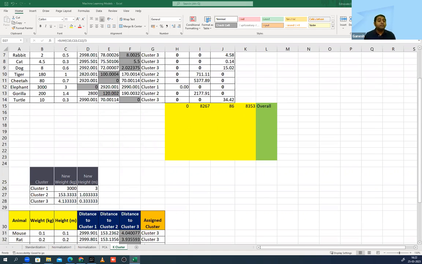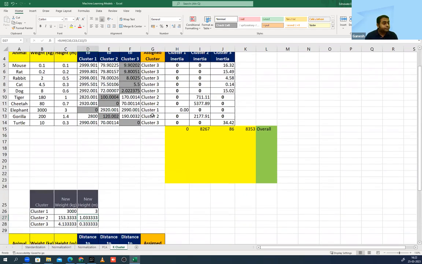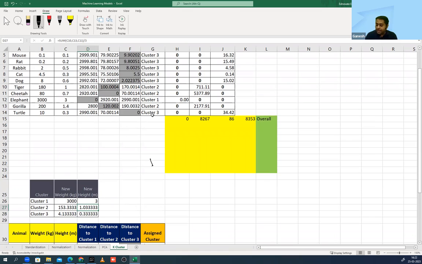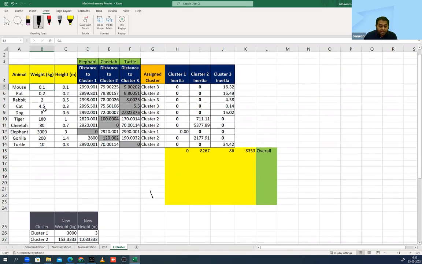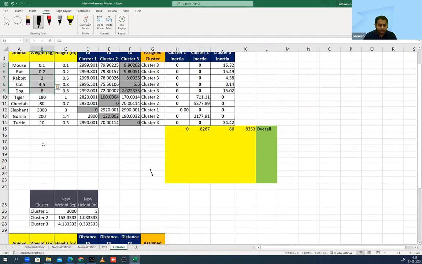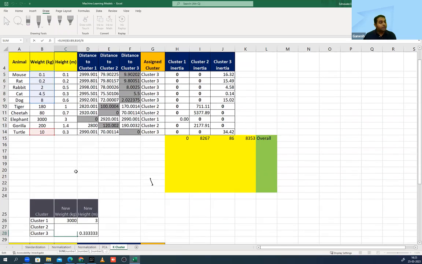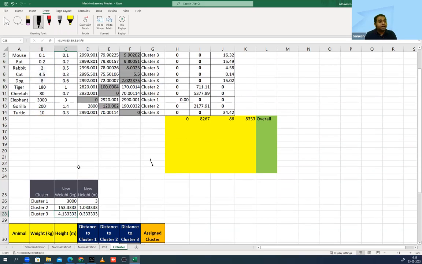So how many animals are there in the third cluster? 5 or 6, something, right? If I want to find the average height of the third cluster, what I will do is take all the animals' heights in the third cluster and calculate the average. Can you check? Look, I have done the average, divided by 6. So now this is my new center.